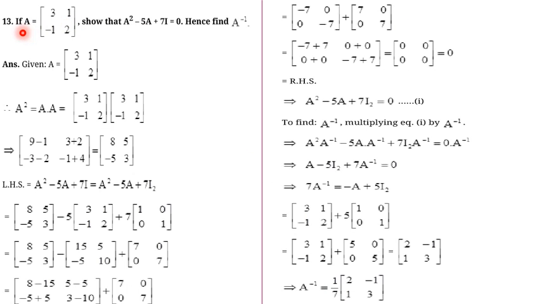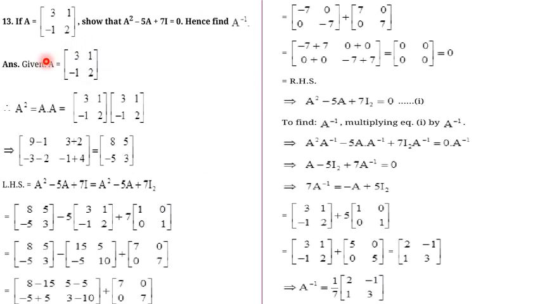13th sum, if A is [3, 1; -1, 2], show that A square minus 5A plus 7I equals 0. You have to find A inverse. Okay, you have to show this first and then you have to find A inverse also. Such kind of sum comes for 4 marks in the board exam.